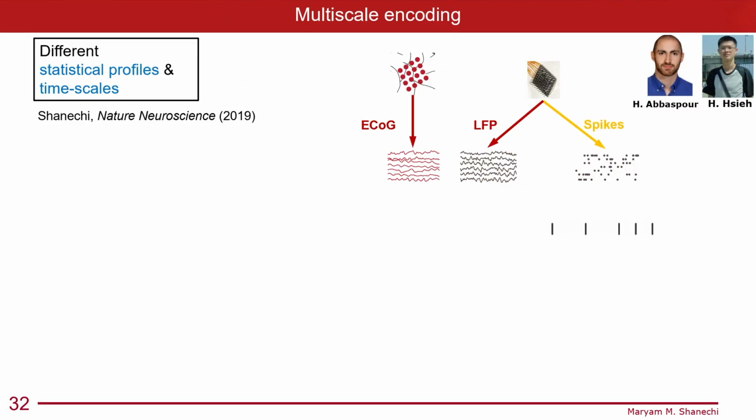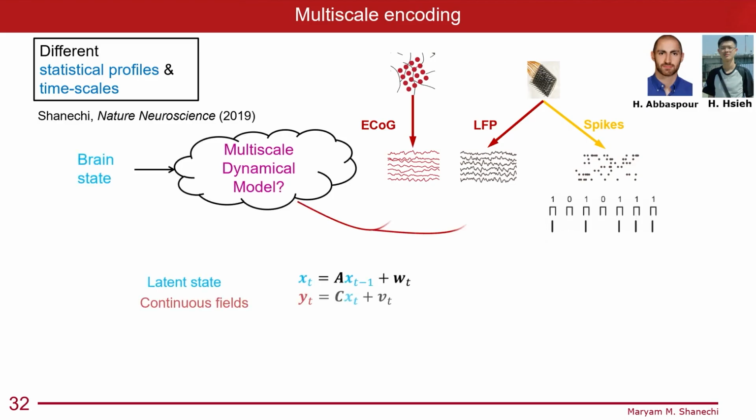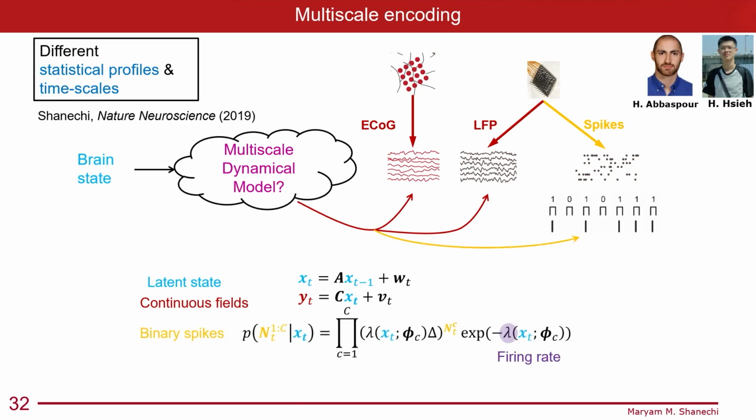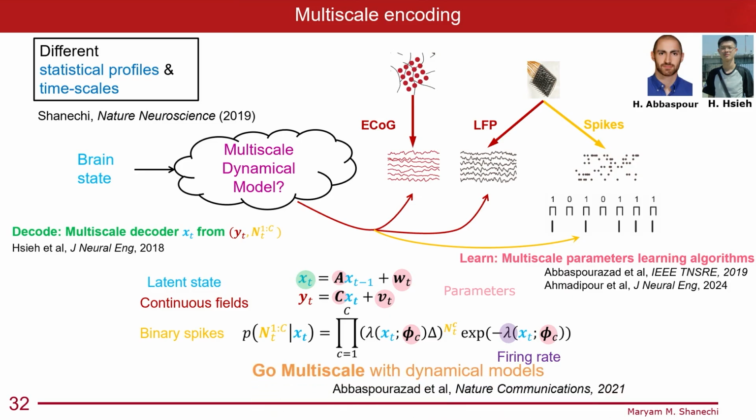We've been developing dynamical system models that can simultaneously describe the representation of a latent state, both in field potentials as well as in spiking activity. We've been developing learning algorithms for these models, multimodal inference algorithms that can fuse information. I won't go into any of the details. And this has allowed us to go multi-scale with our dynamical system models. So how can we use this for neuroscience?